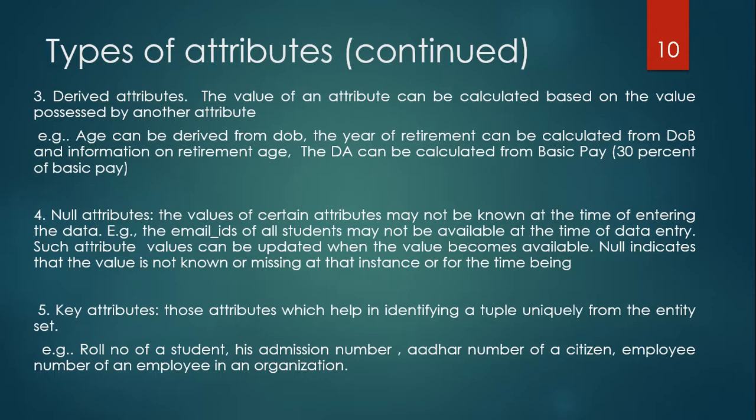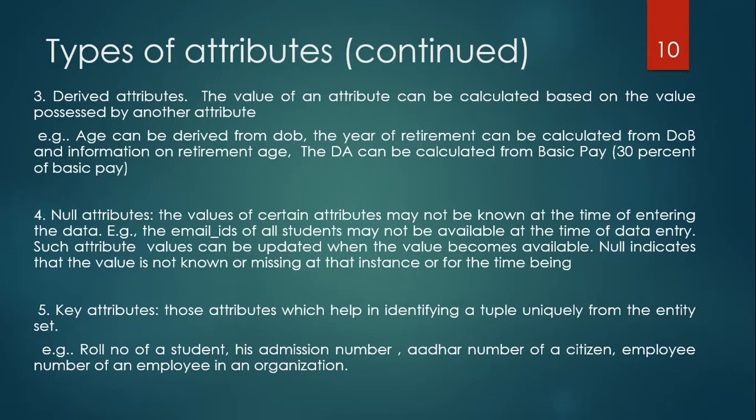Now the next point is the key attributes. The other type of attribute is the key attribute. This is an important concept in DBMS environment. The key attribute is those attributes which help in identifying a tuple uniquely from the entity set.